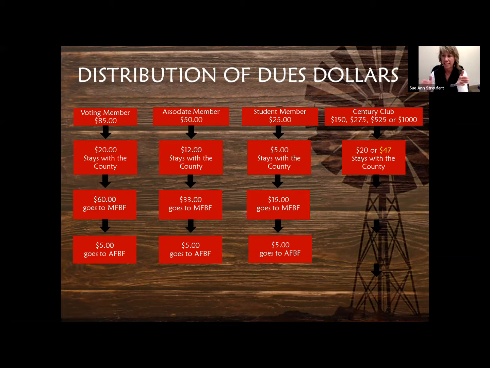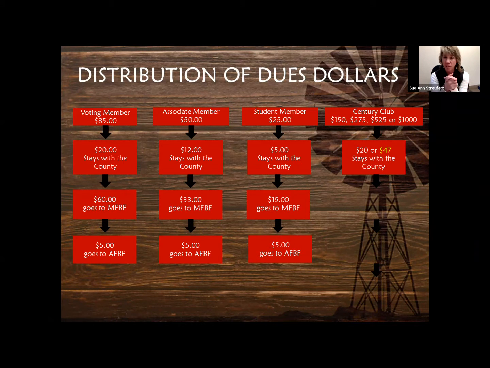So there is a gap. For myself, I'm an associate Century Club member of Richland County, actually. The difference between an associate member and a voting member goes to the county Farm Bureau. So it's really financially beneficial for you guys to recruit associate Century Club members.